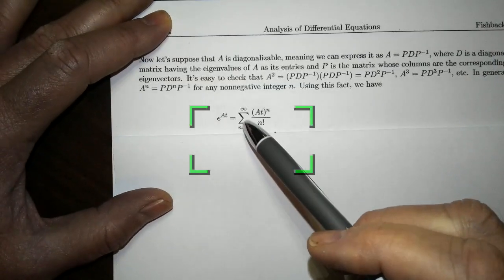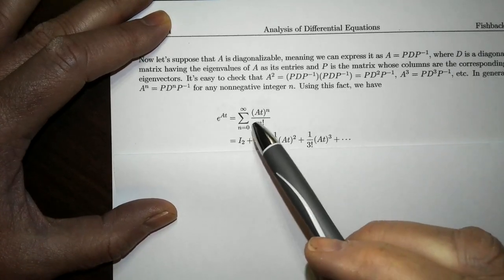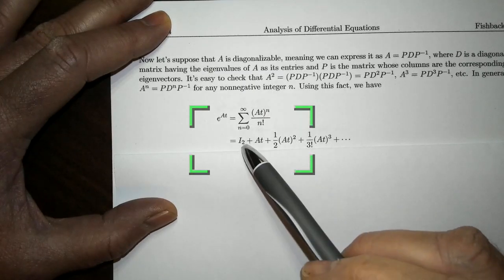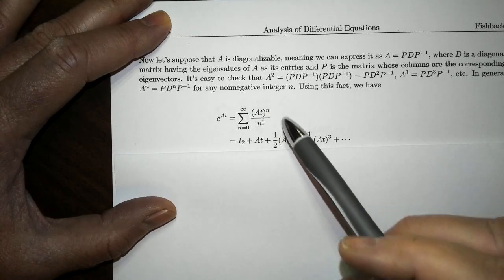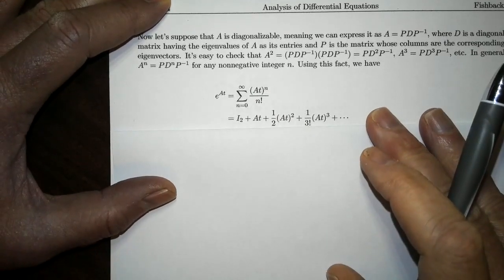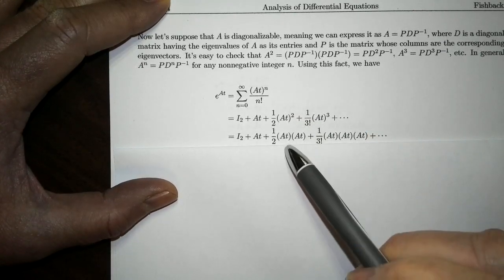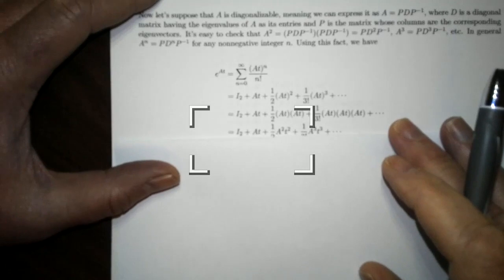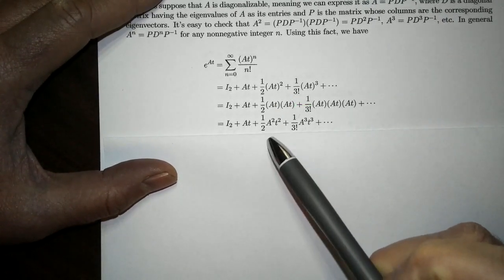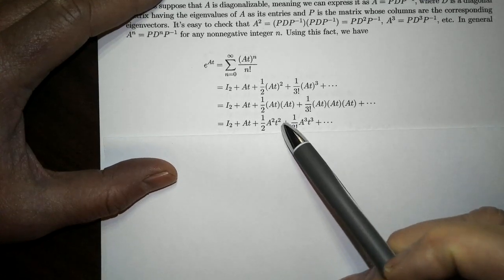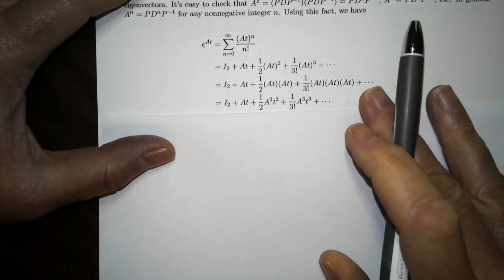our power series, e to the At, substitute in At. Now this is the same as, if n is 0, we get the identity matrix, plus At over 1 factorial, plus At quantity squared over 2 factorial, and so on and so forth. Now, again, At squared is At times At, and so on and so forth. Using the fact that matrices and scalars commute, this could be written as A squared t squared. This could be expressed as A to the third, t to the third, and so on and so forth.